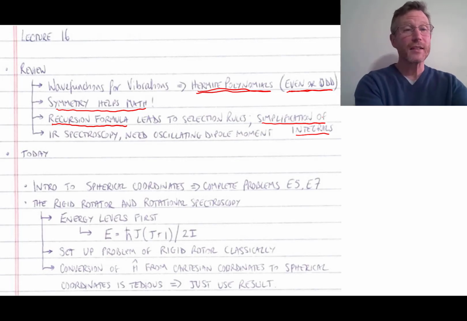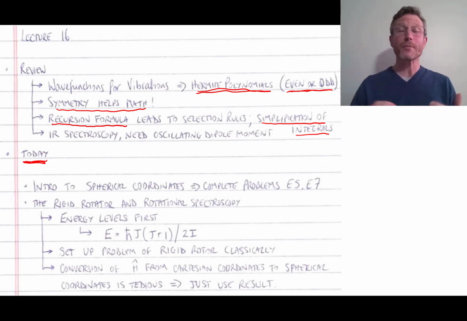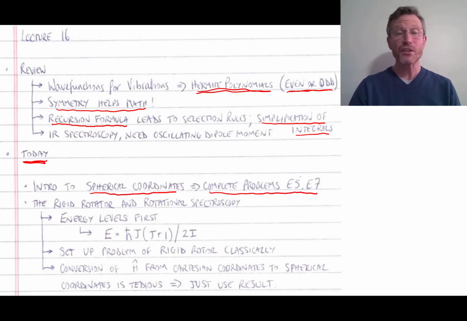So what are we going to do in today's lecture? I'm going to present you a shift. We've got to move away from Cartesian coordinates into spherical coordinates. And homework for you will be to complete problems E5 and E7, and that ensures that you can make those jumps from the Cartesian coordinates into spherical coordinates. I'm going to start to talk about the rigid rotator. We're going to get towards rotational spectroscopy.